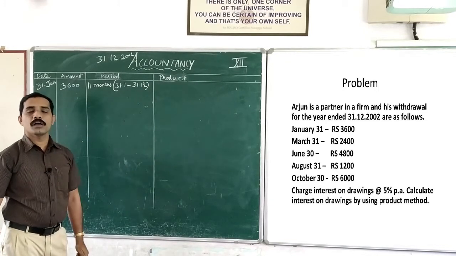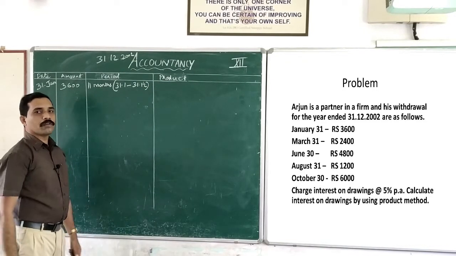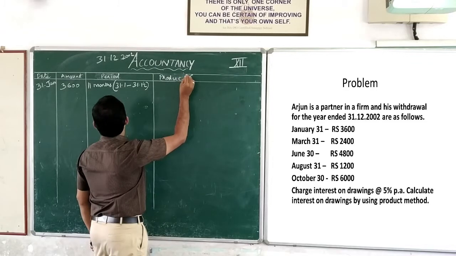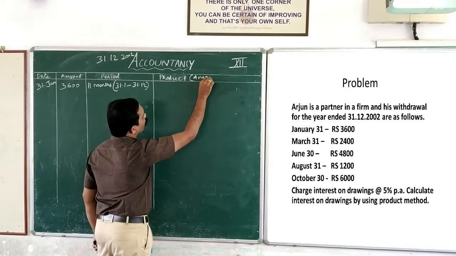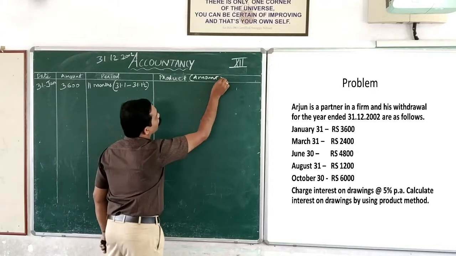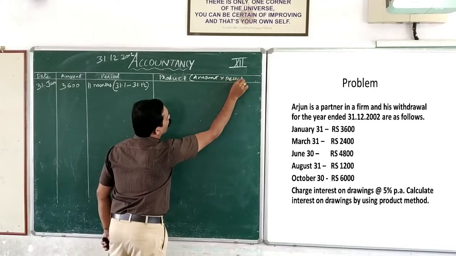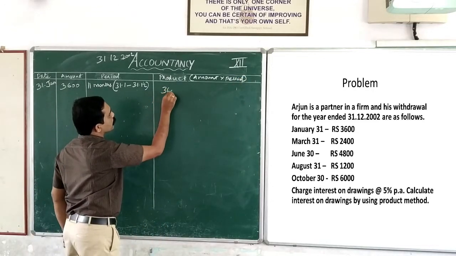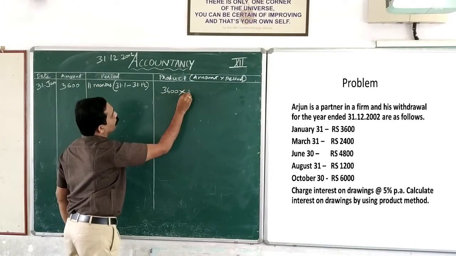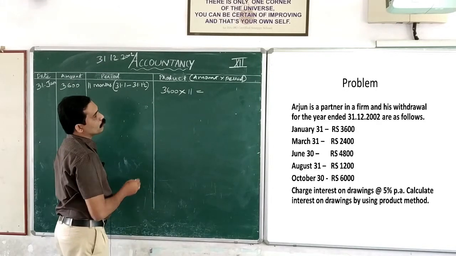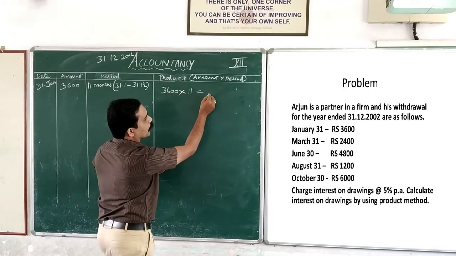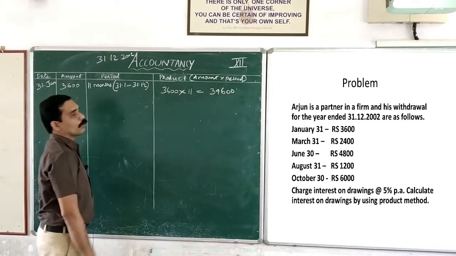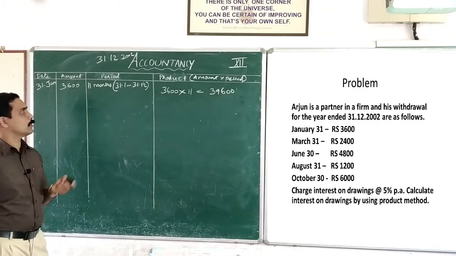And after that, we want to calculate the product. Product means amount into period. What is the formula for calculating product? Amount into period. Here the amount is 3600 into period 11 months. So 3600 into 11 months, that is 39,600. Okay.